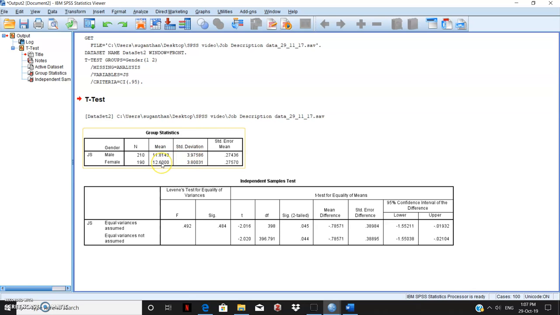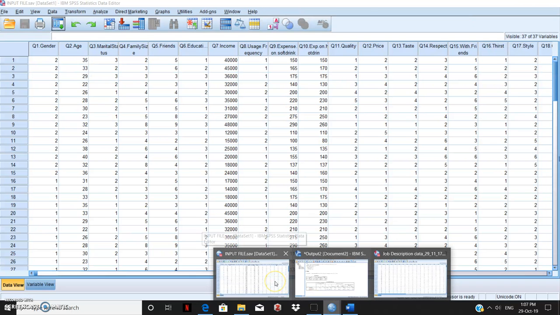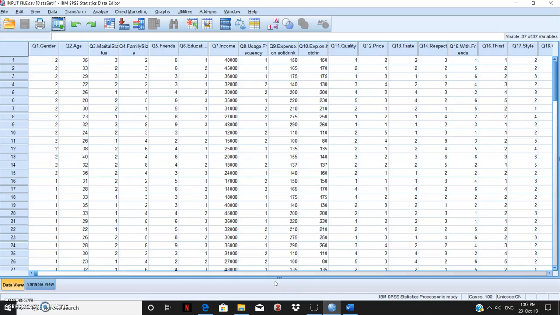So if you look at the mean values, you will find here that the females are scoring 12.6 and the male are scoring 11.8. So clearly we can know that the females are showing more job satisfaction when compared to the men. And we know that this difference between them is significant. I hope it has become clear to you. If you want, I can do one more example with another data to show you this.